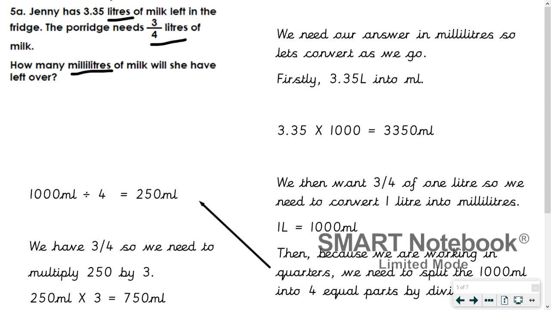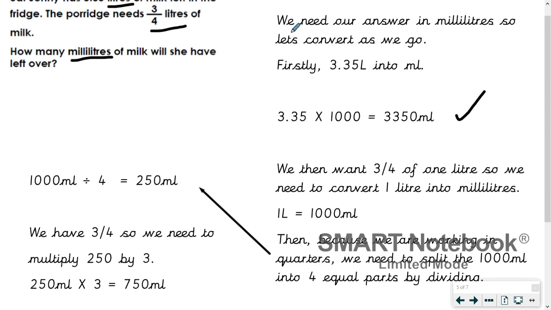So let's convert how much milk Jenny currently has into millilitres. We know that to get from litres to millilitres, there's 1,000 millilitres in a litre, so we times by 1,000. So 3.35 times 1,000 is 3,350 millilitres. Done that one. So we've found out how much she has.